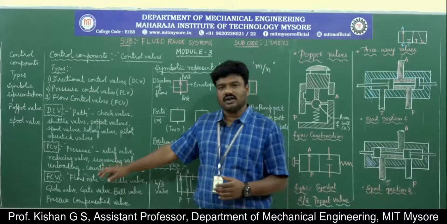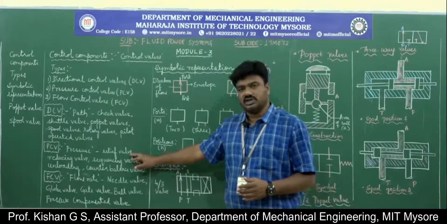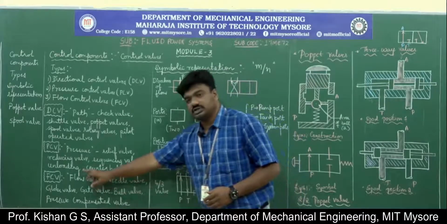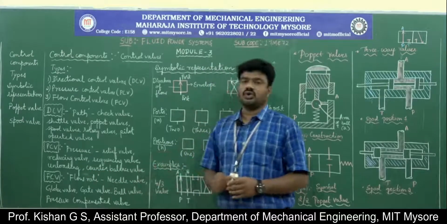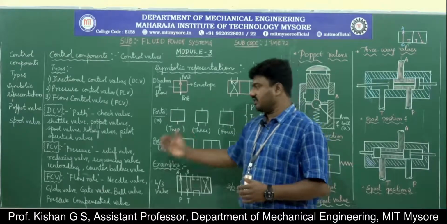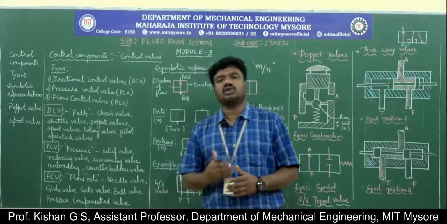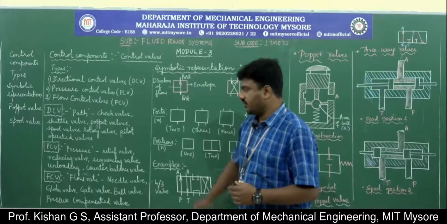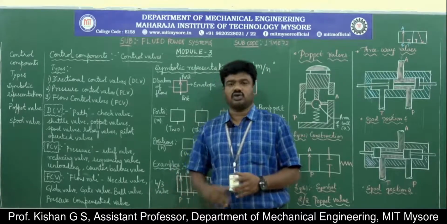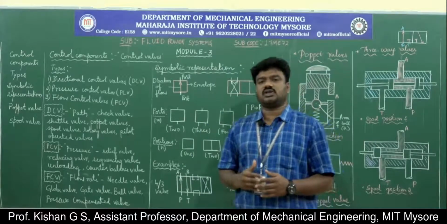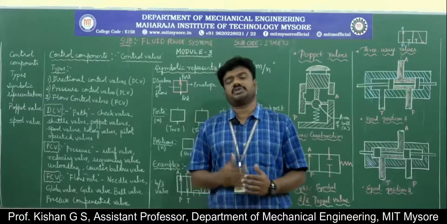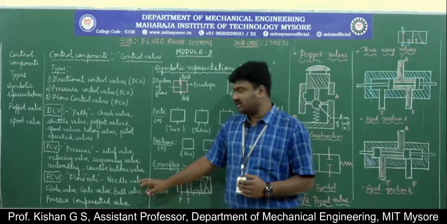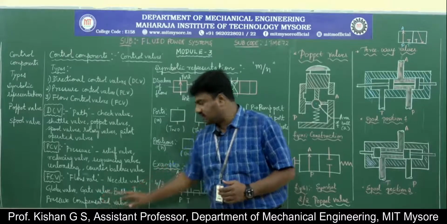Followed by pressure control valve, we have few more cases here. One is pressure relief valve, pressure reducing valve, pressure sequencing valve, pressure unloading valve, and pressure counterbalance valve. So again, these are the five valves wherein we concentrate on controlling the pressure of the fluid which is running in the entire hydraulic system. Followed by the last one, flow control valve. We have two categories. One is non-compensated flow control valve. Another one is pressure compensated flow control valve. So under non-compensated, we have needle valve, globe valve, gate valve, and ball valve.